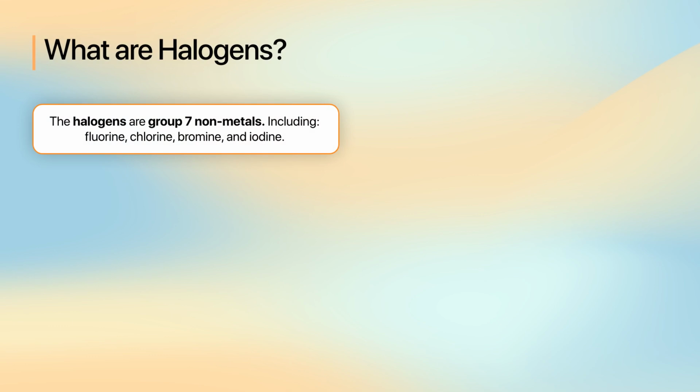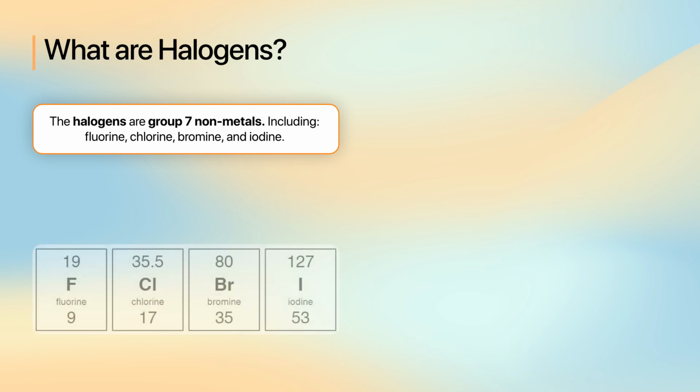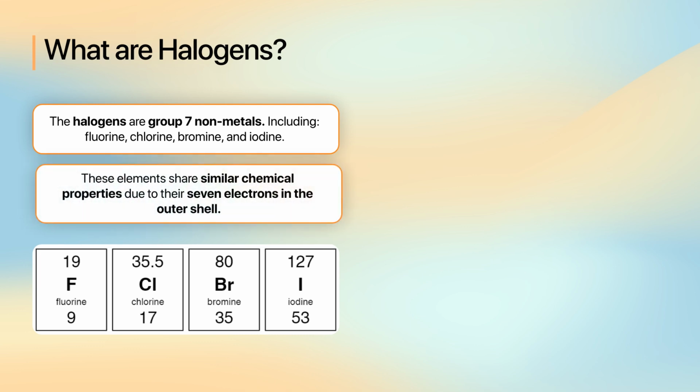In today's lesson, we delved into the properties of the halogens, which are located in Group 7 of the periodic table. We identified the halogens as a group of nonmetals that include fluorine, chlorine, bromine, and iodine. These elements share similar chemical properties due to their 7 electrons in the outer shell, which makes them highly reactive.